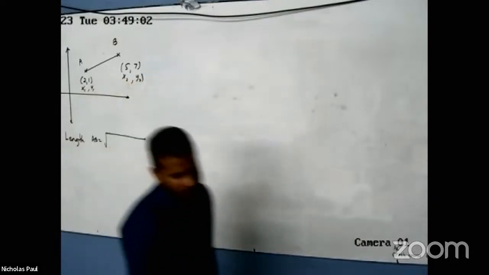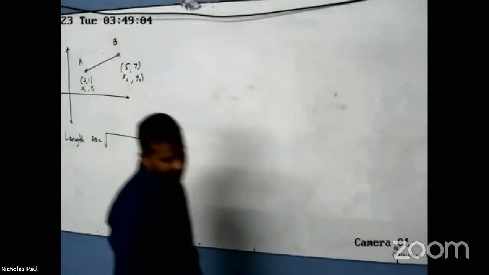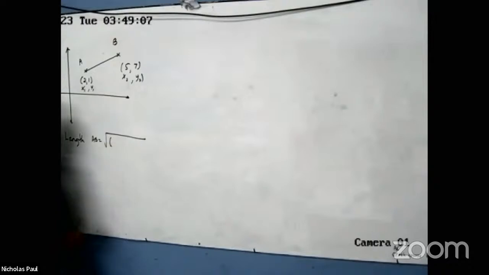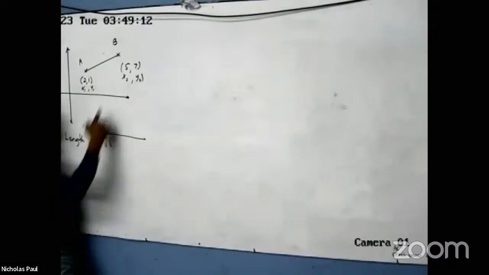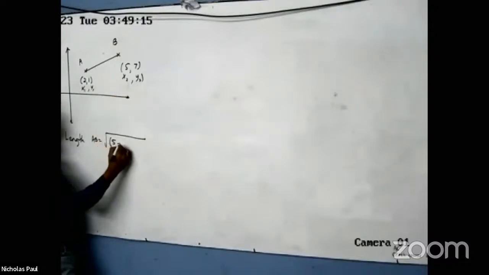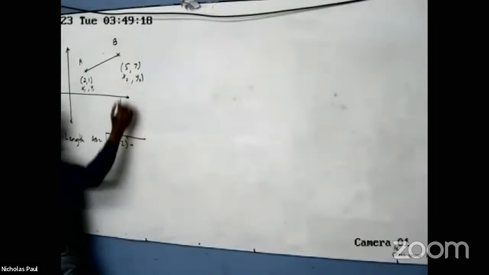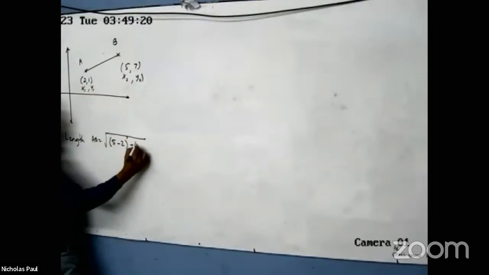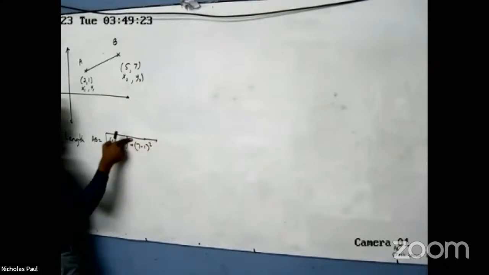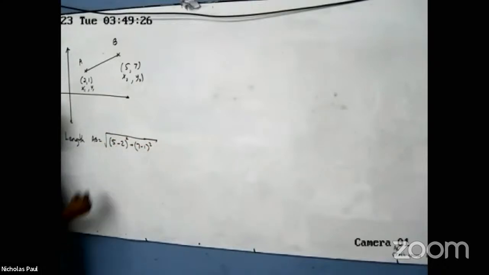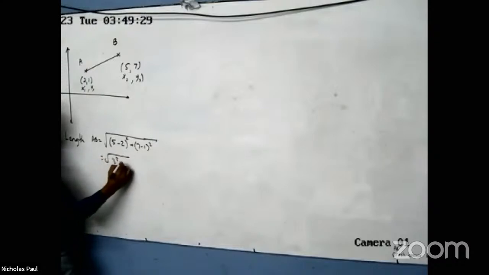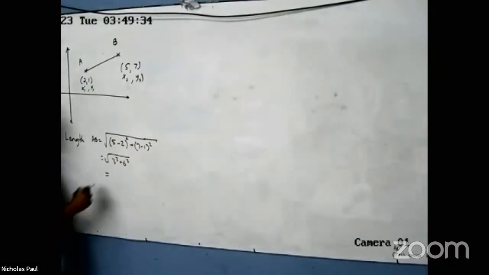So x2 will be 5 minus 2 all squared plus 7 minus 1 all squared. Right, then you work that out quickly, that'll be 3 squared plus 6 squared. So that'll be the square root of how much? Check it fast.